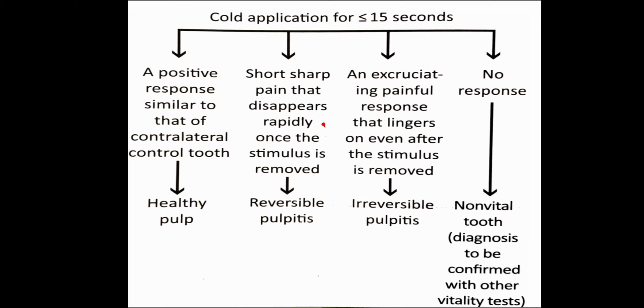Mechanism of cold application. Cold is applied for 15 seconds or less. If a positive response similar to that of a contralateral control tooth is seen, then the pulp is healthy. And if sharp, short pain that disappears rapidly once the stimulus is removed is seen, then it is a case of reversible pulpitis because the pain disappears once the stimulus is removed.